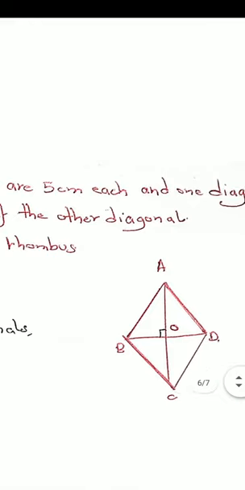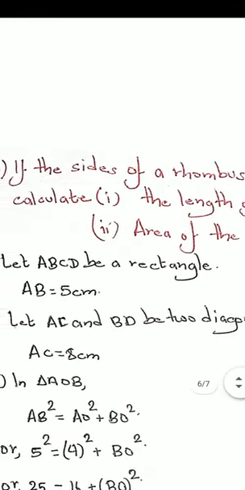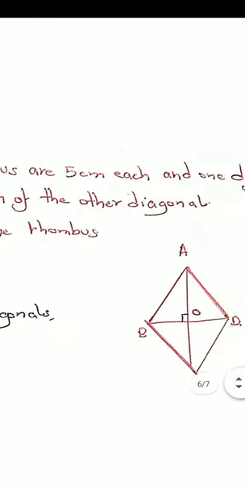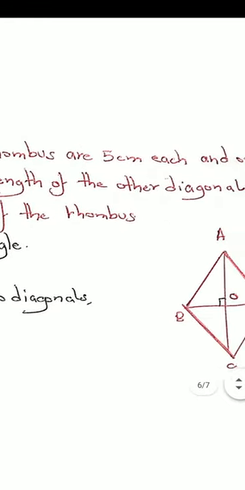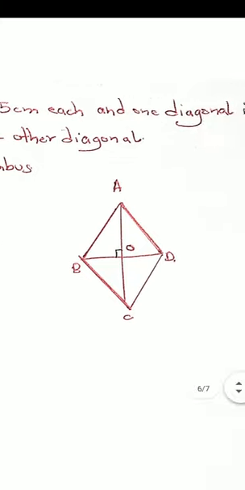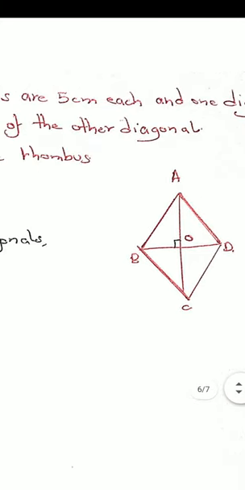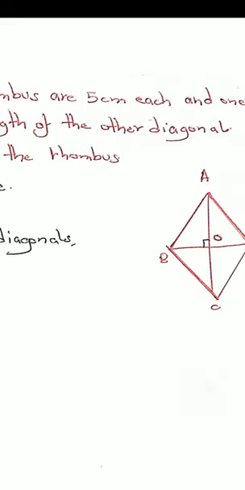Okay, so let us discuss the last problem for today, which says if the sides of a rhombus are 5 centimeter each and one diagonal is 8 centimeter, calculate the length of the other diagonal and the area of the rhombus. Okay, so you can say that AB has been given as 5 centimeter and one of the diagonals has been given as 8 centimeter. So using this property, let us try to calculate the other diagonal.